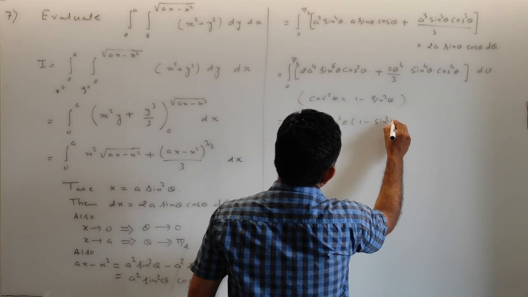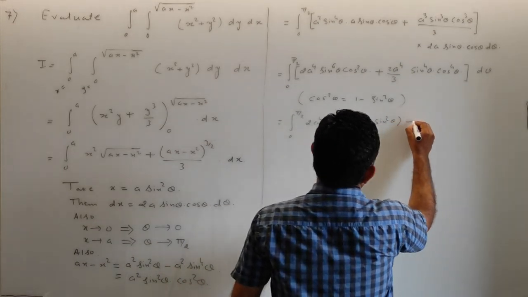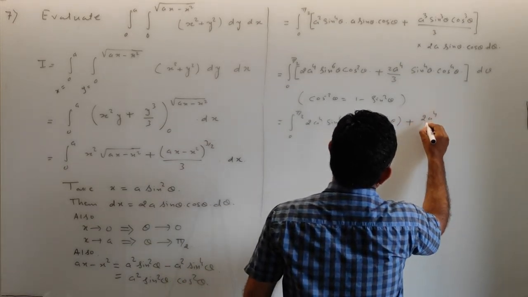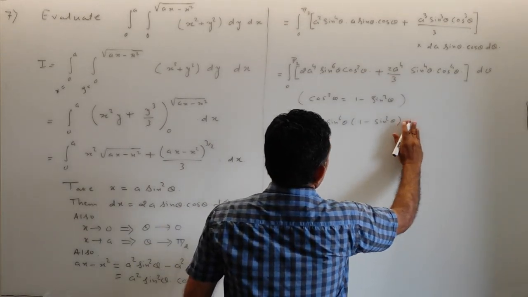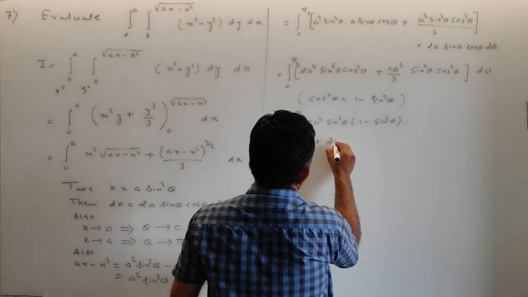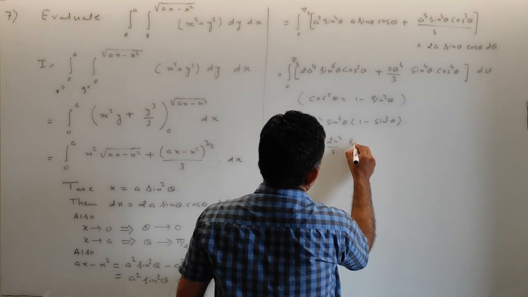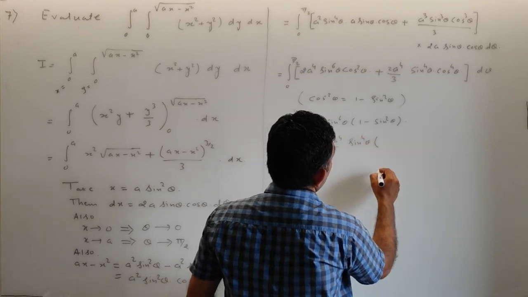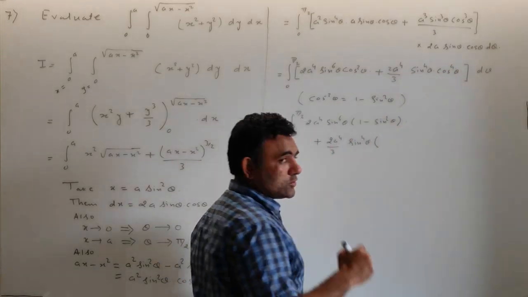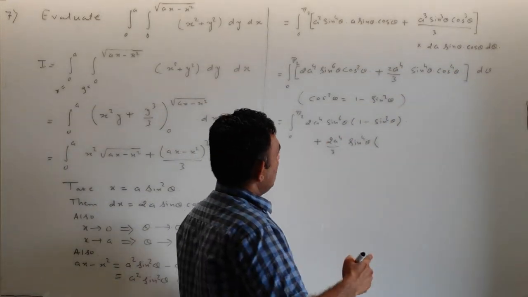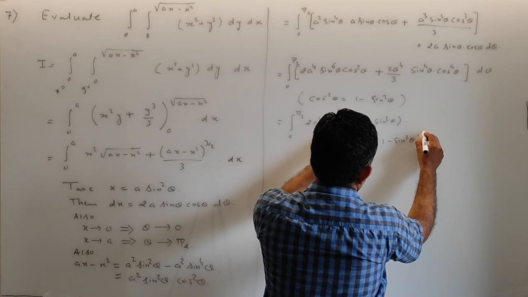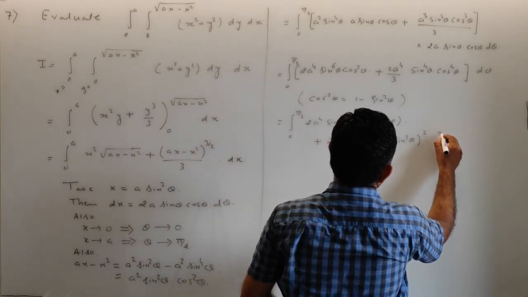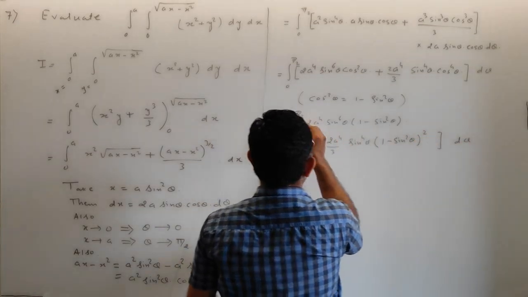minus sine square theta, plus 2a raised to 4 by 3 sine raised to 4 theta into cos raised to 4, that is cos square, but cos square is 1 minus sine square theta, and its square, into d theta. So I have this thing.